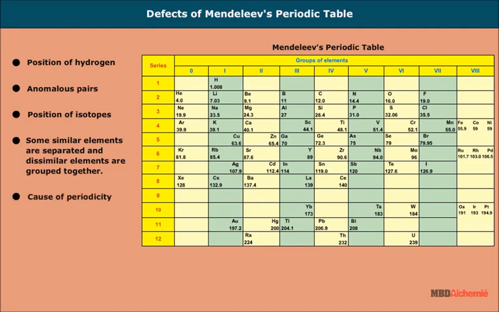Causes of periodicity. Mendeleev did not explain the cause of periodicity among the elements. Position of lanthanoids or lanthanides and actinoids or actinides. The 14 elements following lanthanum, known as lanthanoids, from atomic number 58 to 71, and the 14 elements following actinium, known as actinoids, from atomic number 90 to 103, have not been given separate places in Mendeleev's table.